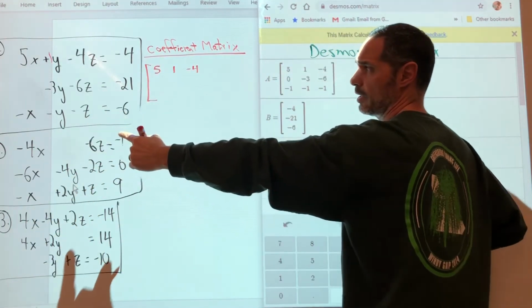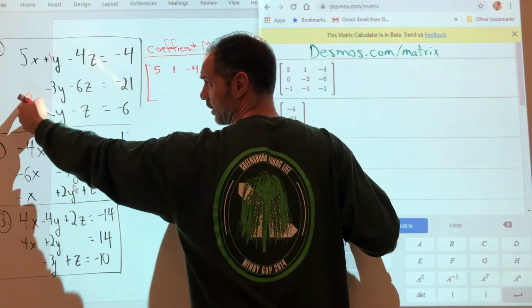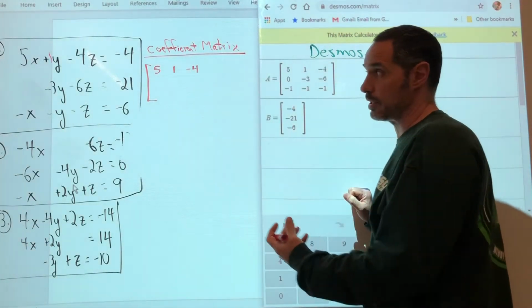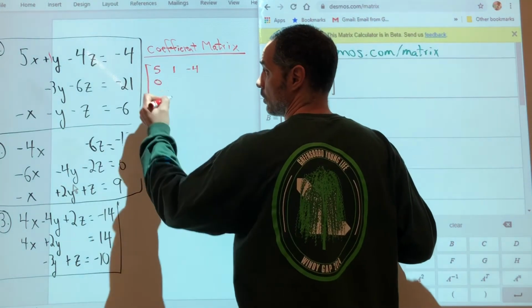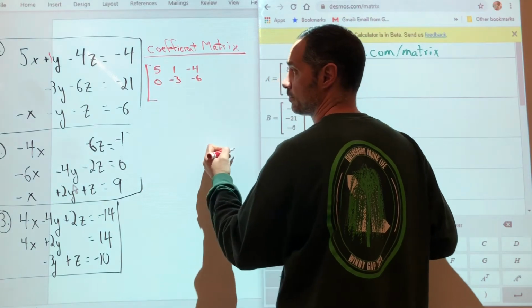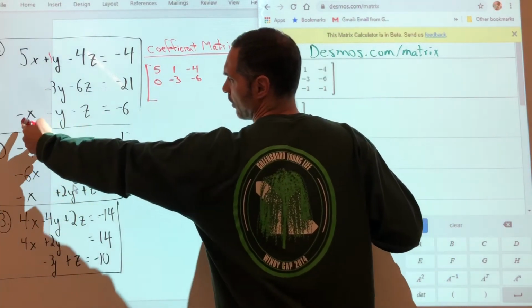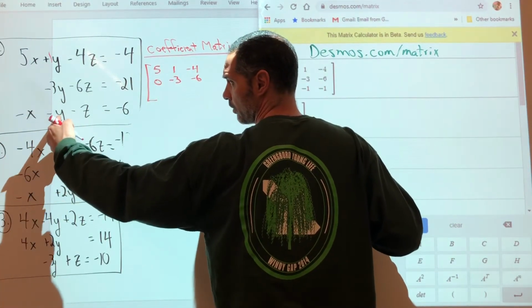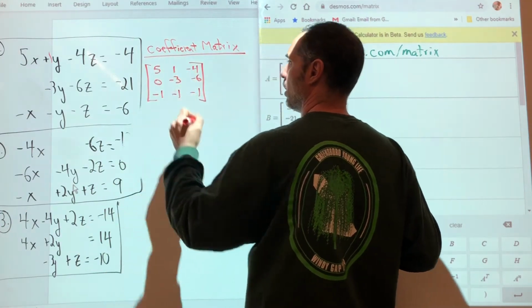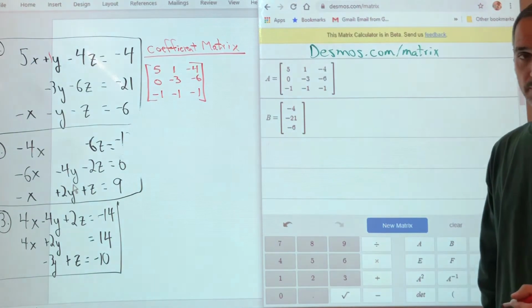On the next line, we want the coefficient of x, y, and z. Well, there is no x. If there is no x, that means it's 0 times x, so the coefficient is 0. So this is 0, negative 3, negative 6. And then we have negative 1, negative 1, negative 1. Negative 1, 1, 1. And that's called the coefficient matrix.